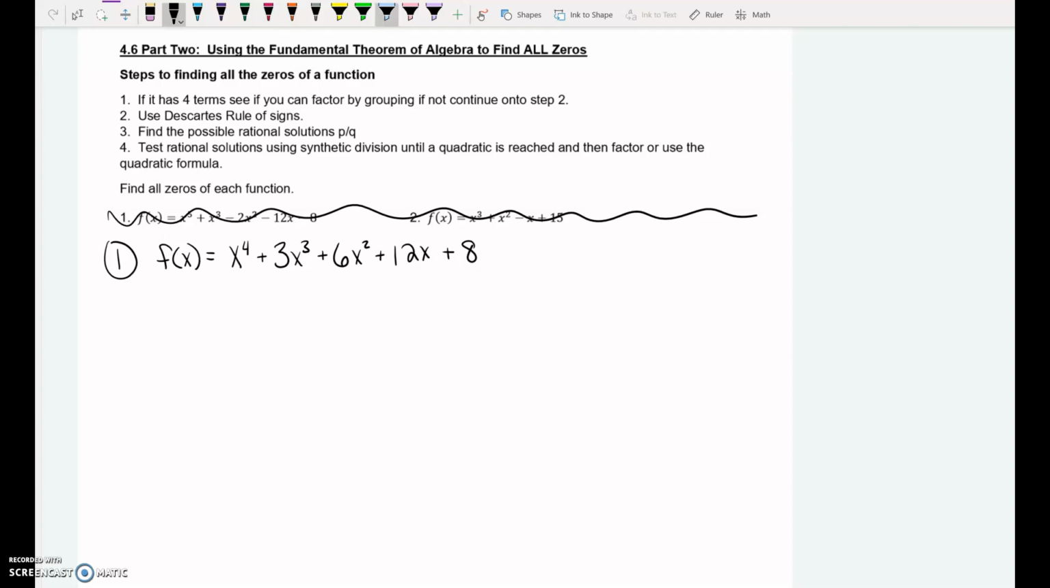So we're going to start with what we learned yesterday. The first thing that we learned yesterday was that the degree is going to give us the possible number of solutions. So this is a fourth degree. That means there are 4 possible solutions. The positive solutions are going to come from the number of sign changes. So this first term is positive. The second term is still positive, still positive, still positive. There's no sign changes here.